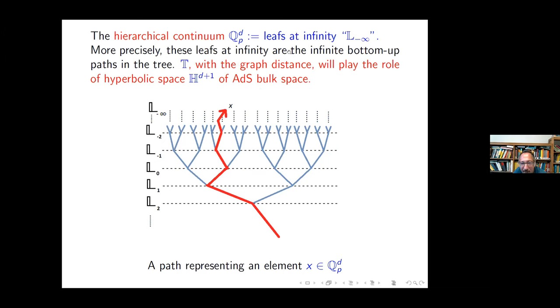I'm defining what this is by the set of leaves at infinity. More precisely, a leaf at infinity is basically a bi-infinite path like this one in red, in this tree. Now, the tree that you see here is actually a metric space, and it's a prototype for what hyperbolic space is. It's the simplest hyperbolic space, because you can put on it the so-called graph distance. The distance between two points in the tree is how many edges you go through from one to the other. And it really behaves like a hyperbolic space.